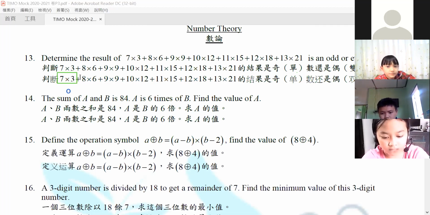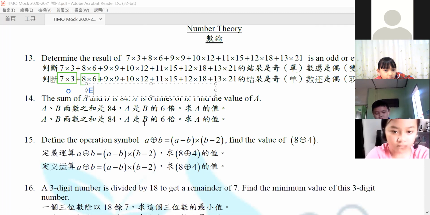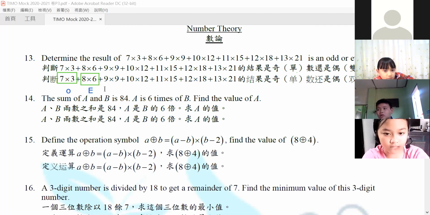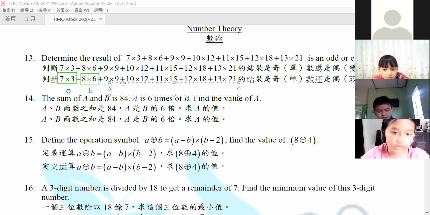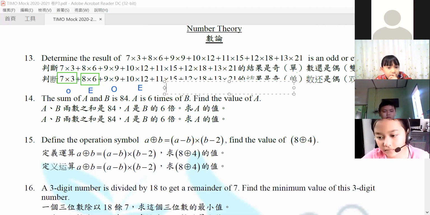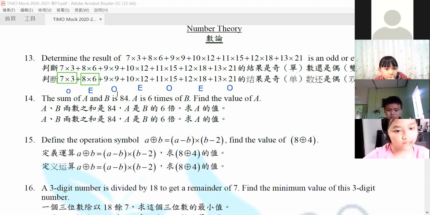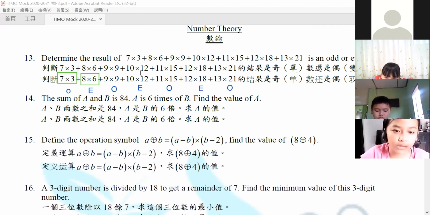The next one is 8 and 6, and an even number multiplied by something would be an even number. By this, we can sort out the odd and even for all the products. 9 times 9 is odd. 10 times 12 is even. 11 times 15 is odd. 12 times 18 is even. 13 times 21 is odd. So we have odd, even, odd, even, odd, even, odd. And then we add them all up together.